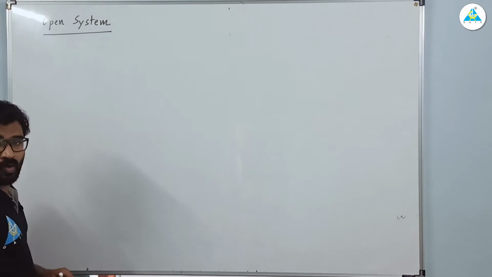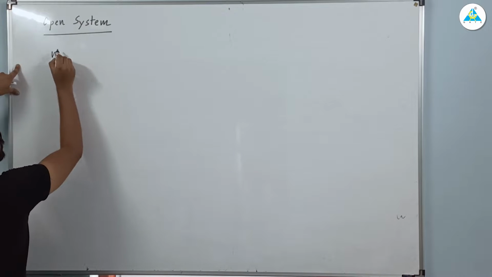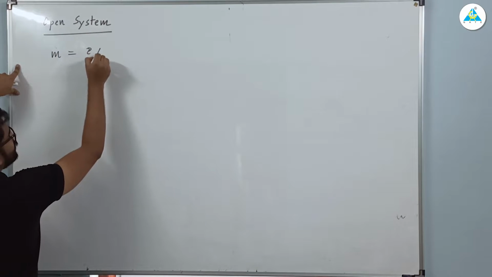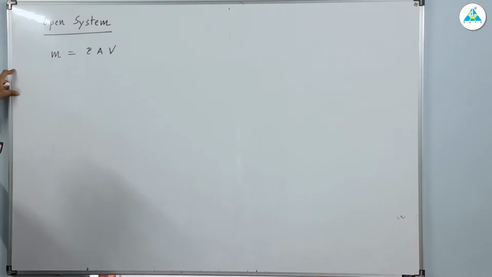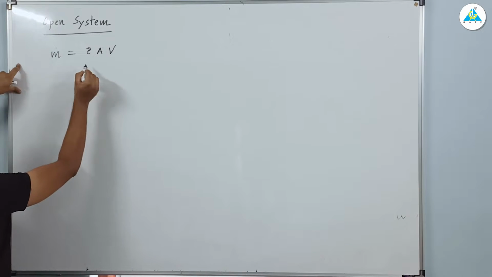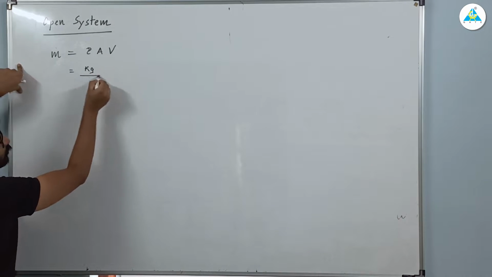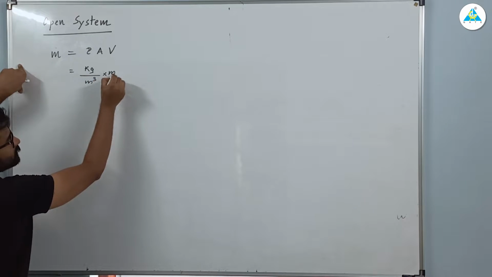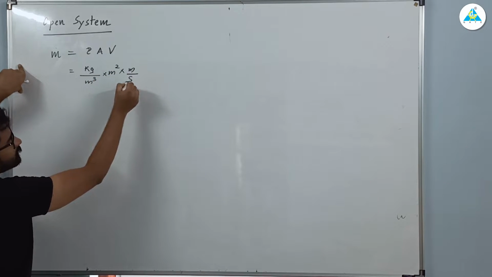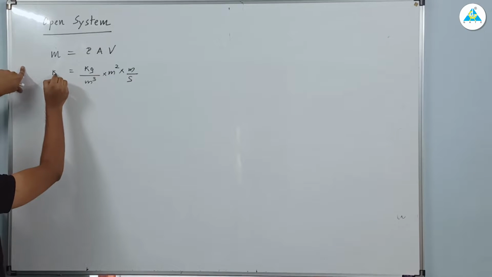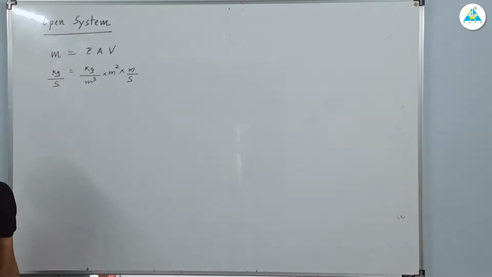Now we know what is the mass flow rate. Your mass flow rate is equal to density into area into velocity. What is the unit of mass flow rate? Kg per meter cube is for density, meter square is for area, meter per second is for your velocity. So your mass flow rate unit will be kg per second. I hope everybody knows this. Mass flow rate is equal to density into area into velocity, so the unit is kg per second. I hope up to this is done.